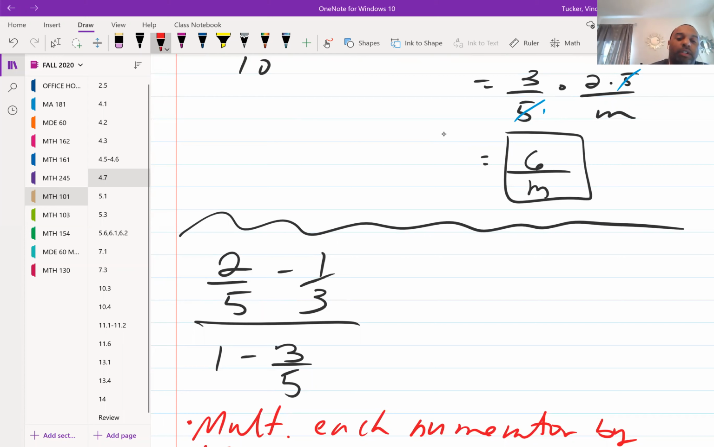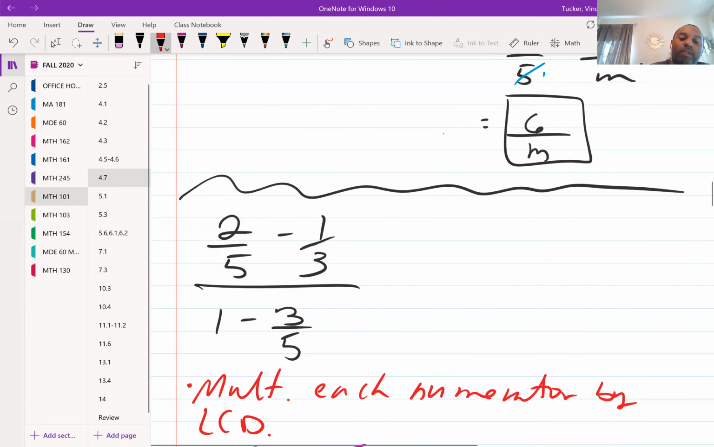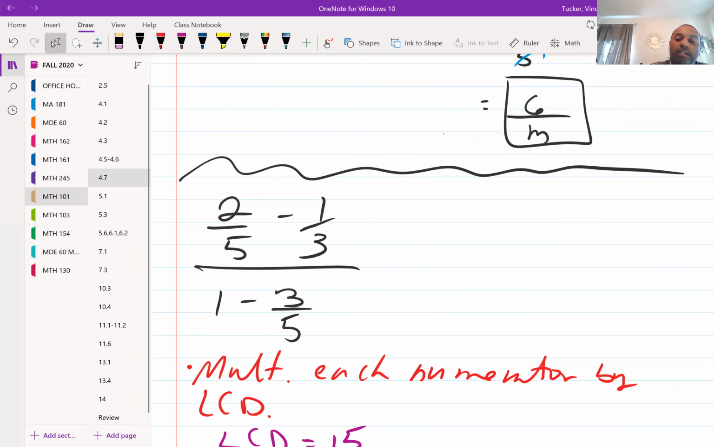So notice we don't have a whole fraction right here. We have two fractions, not one single fraction. Same thing down here, we don't have one single fraction. So the best way to handle this problem is to first find the LCD of each one.